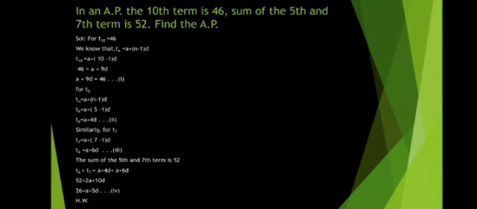Now we'll take equation 1 and equation 4. We'll solve this simultaneously. As you know how to solve, after solving this you will get the value of a and d. After getting the value of a and d, you will find T1, T2 and T3. So you will get the AP.